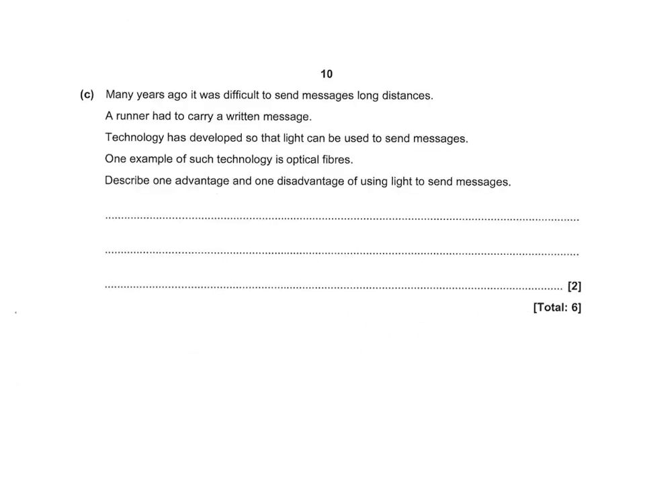Many years ago, it was difficult to send messages long distances. A runner had to carry a written message. Technology has developed so that light can be used to send messages. One example of such technology is optical fibres. Describe one advantage and one disadvantage of using light to send messages.